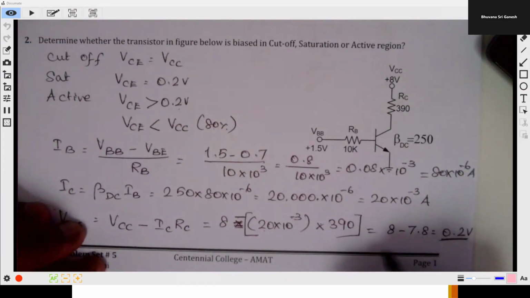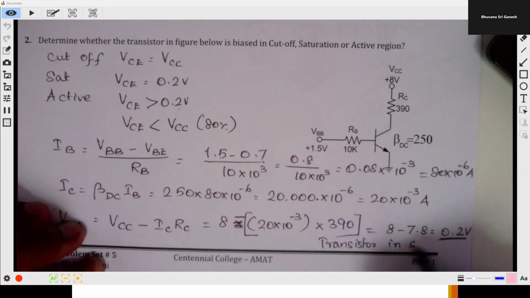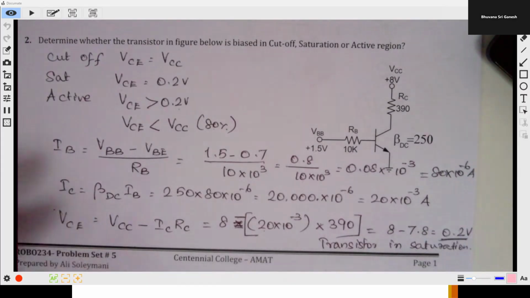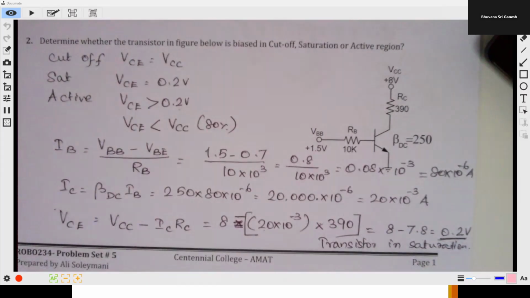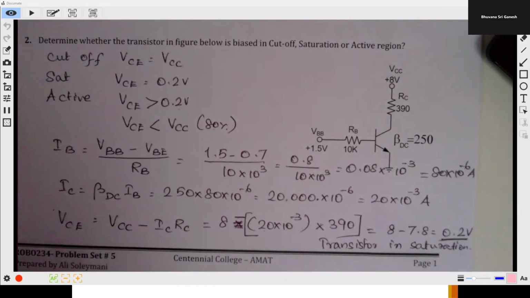So we can say transistor in saturation. Alright, so this is it. Next, we are going to the next page.